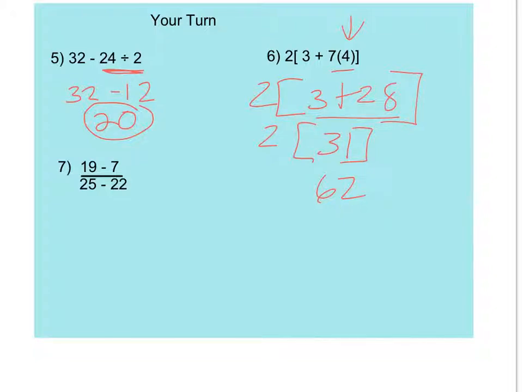Taking a look at number 7. So again, as we look at this, what's on top of the fraction is like a parenthesis. So I need to go 19 minus 7. I get an answer of 12. And then I can go 25 minus 22, the bottom part of that, and that's going to give me 3. And then I have 12 divided by 3 is 4.